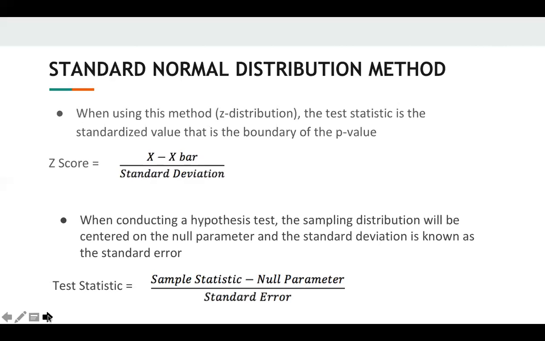So finding your z-score, you can calculate that by doing x minus x bar, and then divide that by your standard deviation. And then when you're conducting a hypothesis test, your sampling distribution is centered on the null parameter, and the standard deviation is known as the standard error. So you can calculate your test statistic from here by taking your sample statistic minus the null parameter, which is the number in the null hypothesis, and then divide that by the standard error. And then once you get your test statistic, you can use that to calculate your p-value.